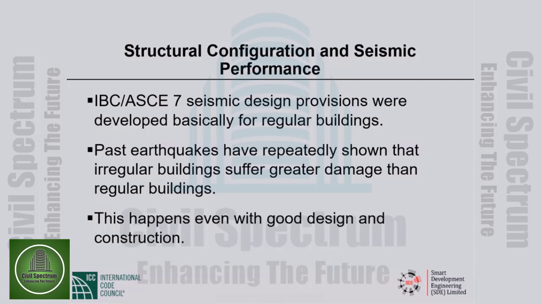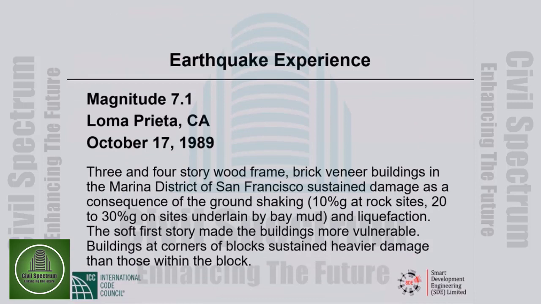And this greater damage to irregular buildings happens even with good design and construction. Okay? So, good design and construction. I just said that you can design to have irregularity in your building, but it has to be properly done. Just regular good design will not suffice. Okay, a few examples.